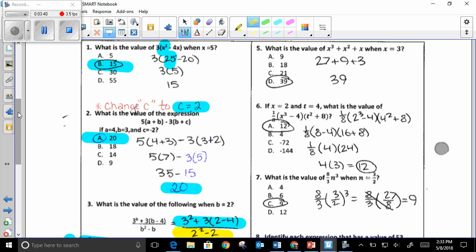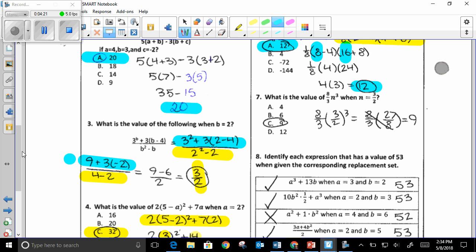Number 5, x is 3. This one was pretty easy, 39. Number 6, x is 2, t is 4. What is the value? Wow, this is a long problem. Not hard, but it was long. So you have to take your time, plugging in all the information first. I was checking some answers today and noticed that somebody wrote down the problem incorrectly. That was just a careless mistake. Make sure that you do your exponents here, and then you can subtract. Your final answer was 12.